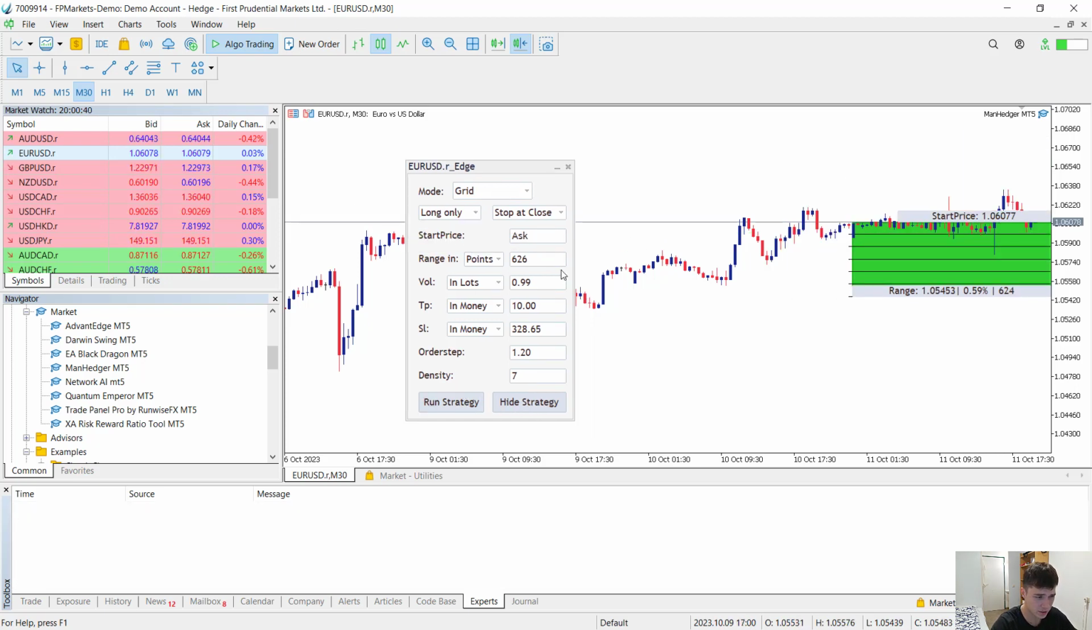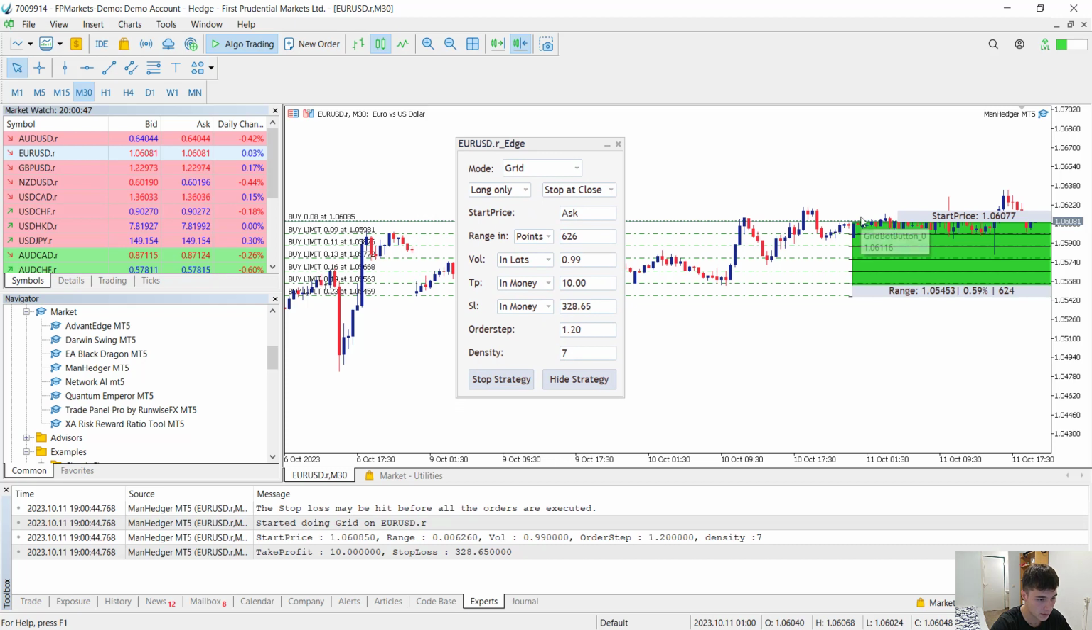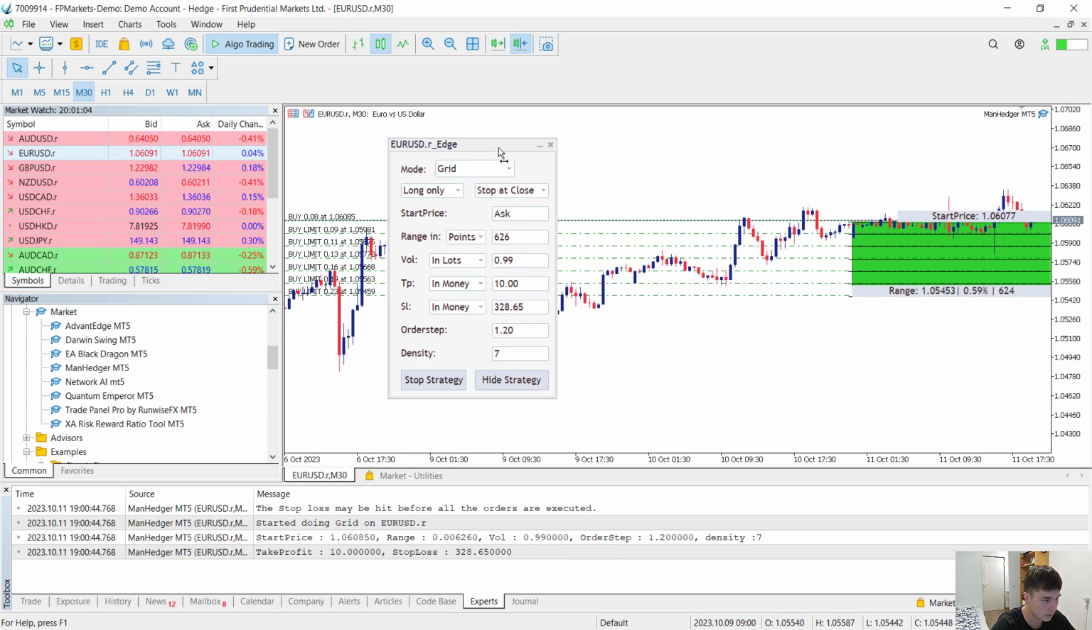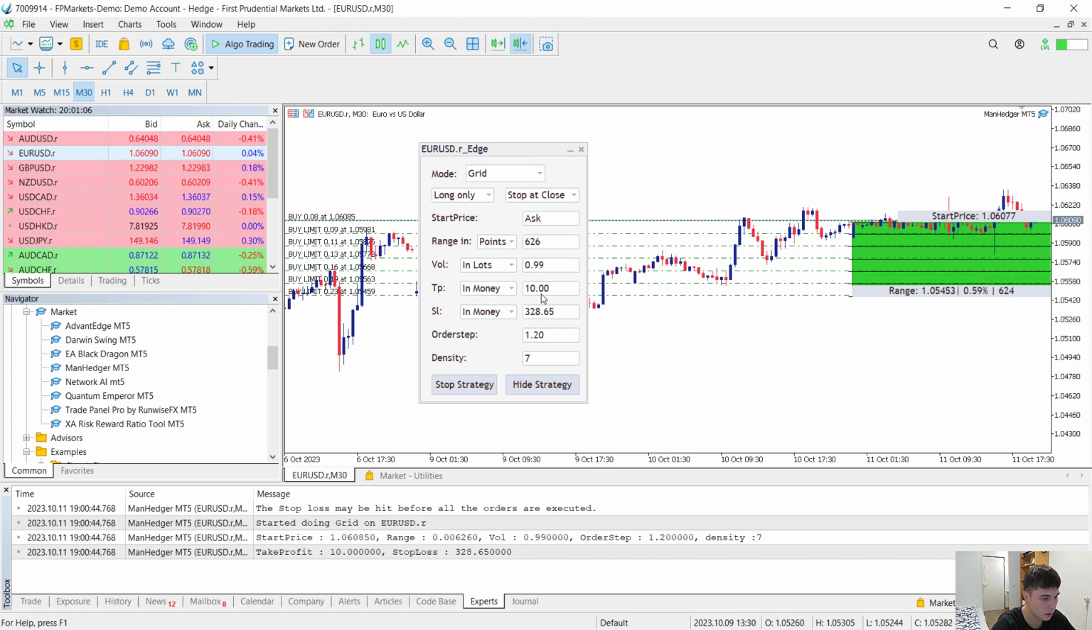So if long only is selected and the start price is the ask price and we hit run strategy, you can see that the first order is right here at the start price. So that's literally how easy it works. The EA will always check whether the take profit or the stop loss is hit, and if it's hit, it deletes all orders and closes out all open positions made by the current strategy.